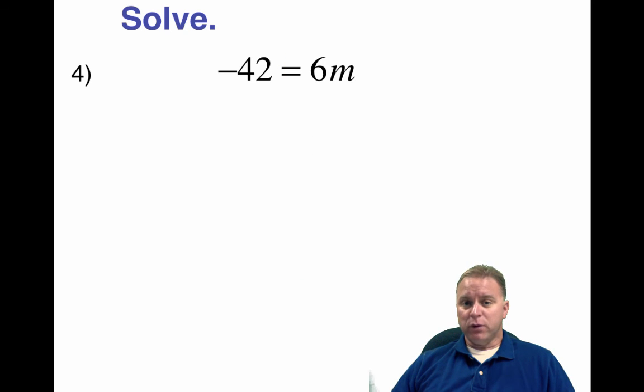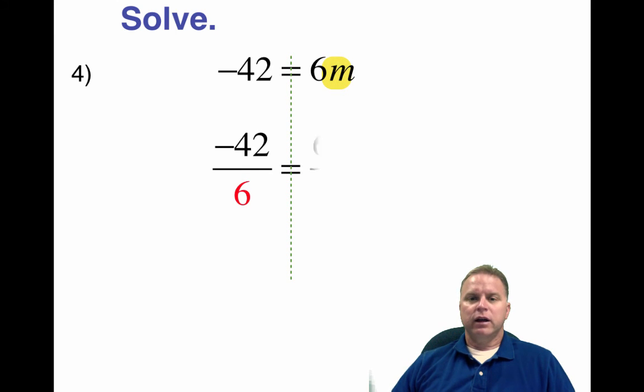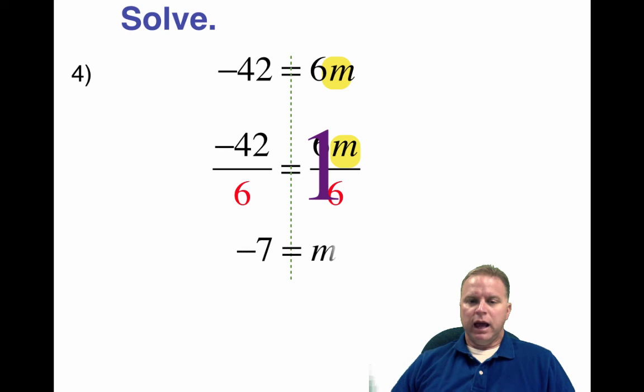Would you try number 4, please? Pause the video and solve. All right, line down the middle, highlight your variable, divide both sides by 6. Anything over itself is a big fat 1. And we get negative 7 is equal to m.